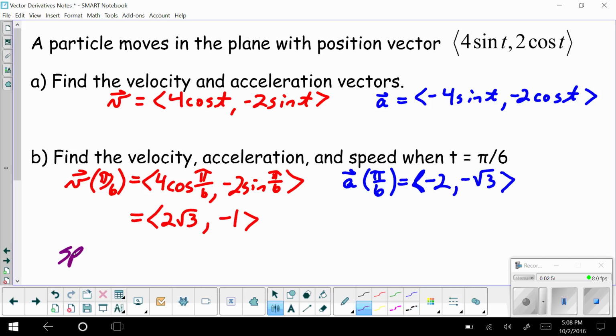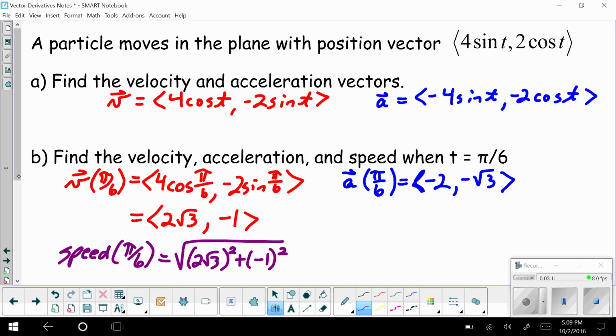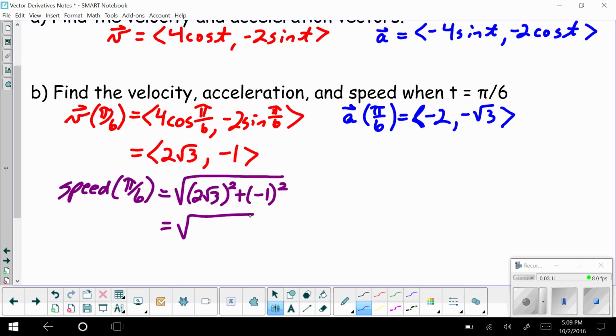To find the speed when t is pi over 6, I need to find the magnitude of my velocity vector at pi over 6. So that would be the square root of the quantity 2 rad 3 squared plus negative 1 squared, which would be the square root of 12 plus 1, which is rad 13. And there's our speed at t equals pi over 6.